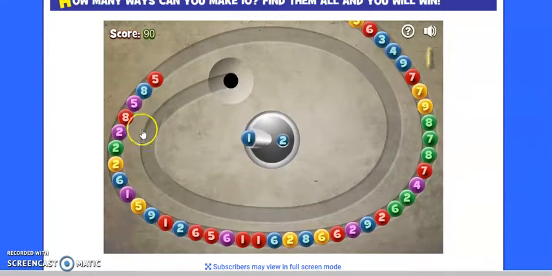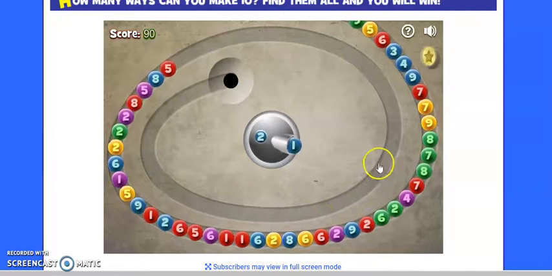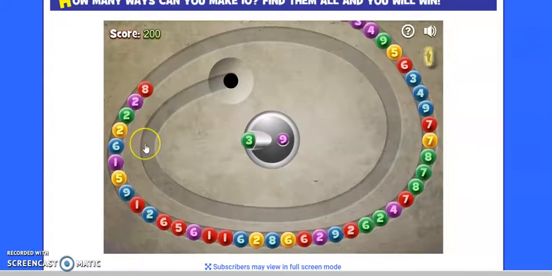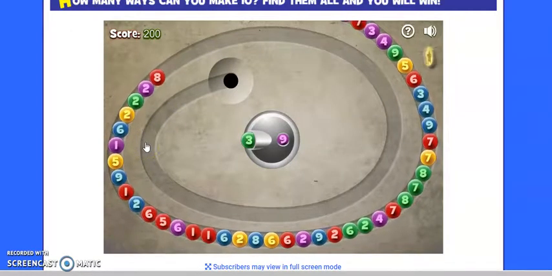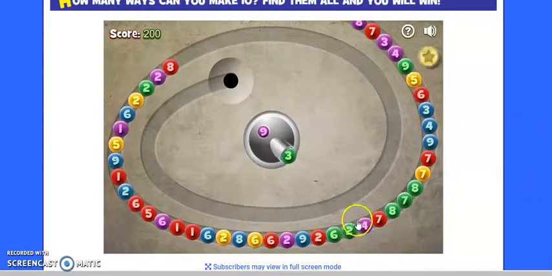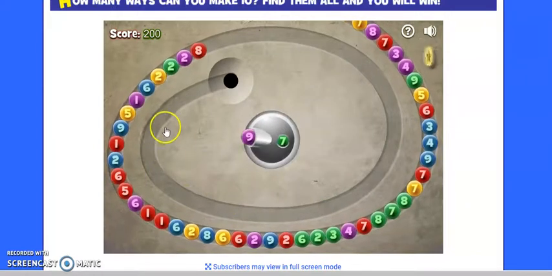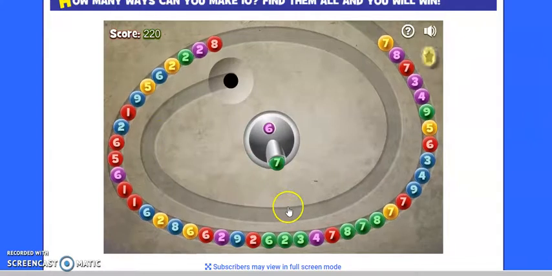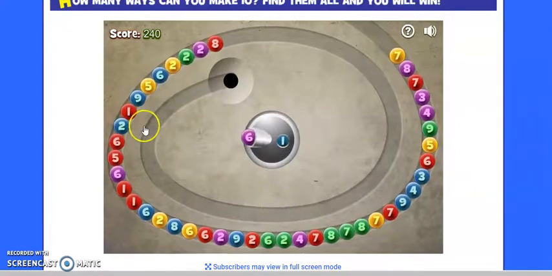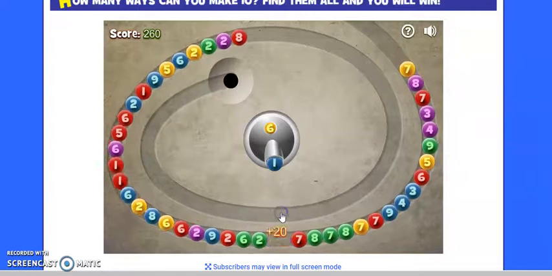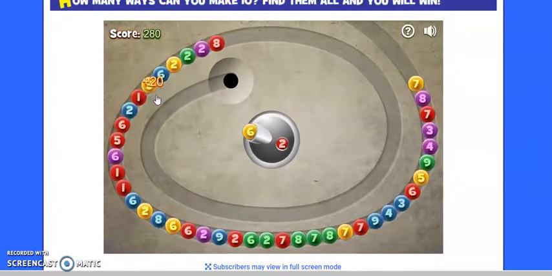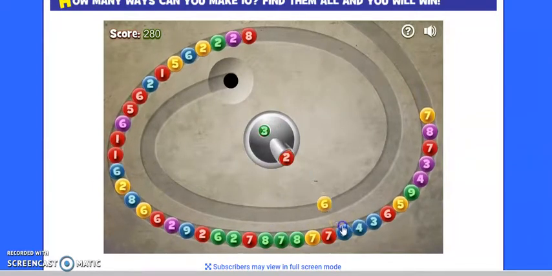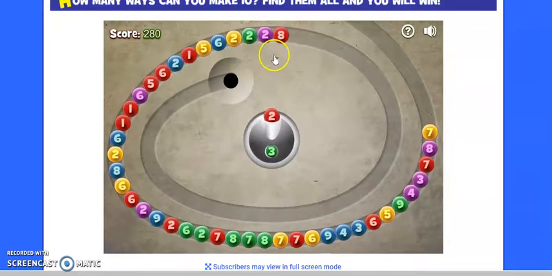Whoops. 1 plus 9 is 10. 8 plus 2 is 10. 3 plus 7 is 10. Ooh, I'm going to have to move a lot faster. This is a hard game. It might take some practice, and this is the easy game, too. So 6 plus 4 is 10. Let's try to find out. Oh, you gotta aim right.